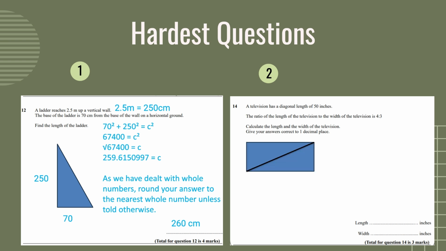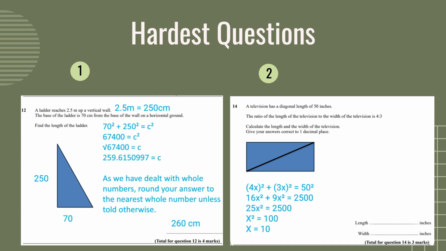So, the TV is a rectangle, and the diagonal length is from one side to the other side diagonally. As we know, our ratio is 4:3, so we simply write 4x and 3x to give it values. We then use Pythagoras' equation, so (4x) squared. Make sure you put your brackets in, because 4x squared is not the same as (4x) squared. So, (4x) squared plus (3x) squared equals 50 squared.